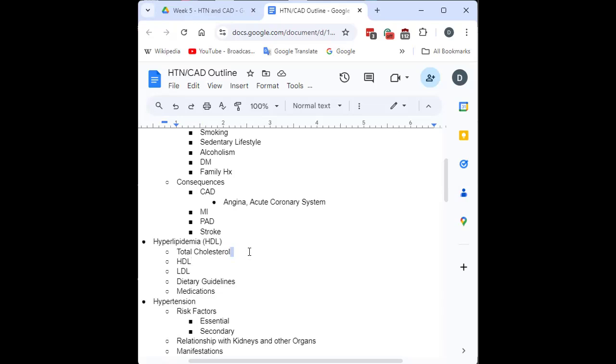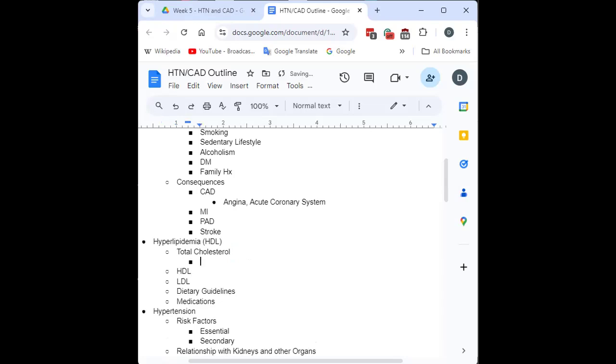And real quick, I just wanted to go over hyperlipidemia and then the parameters for it. What do you guys think about your total cholesterol? Straight from your guys' PowerPoint, less than 130 is optimal. A lot of the time, acceptable is under 200.